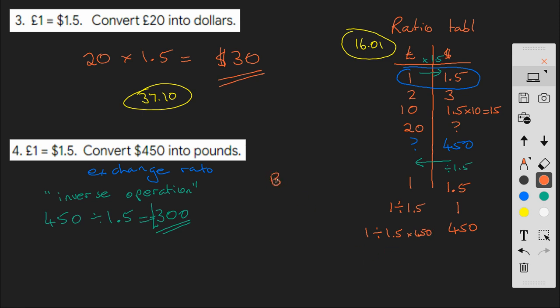Now, our BIDMAS rules tell us that we can do division and multiplication together, and that means it doesn't matter which order we do it in. So in this instance, we are dividing by 1.5 first and then multiplying by 450. In our first approach using inverse operations, we did those operations the other way around. But if we go away, and as I say, just check this on your calculator, you will find that sure enough, that also equals 300.